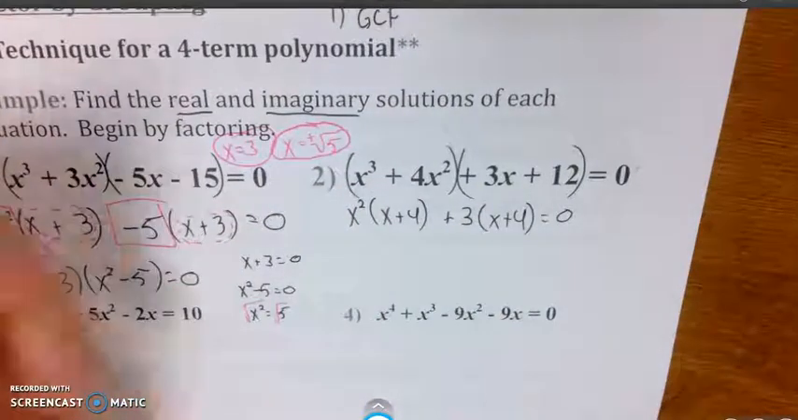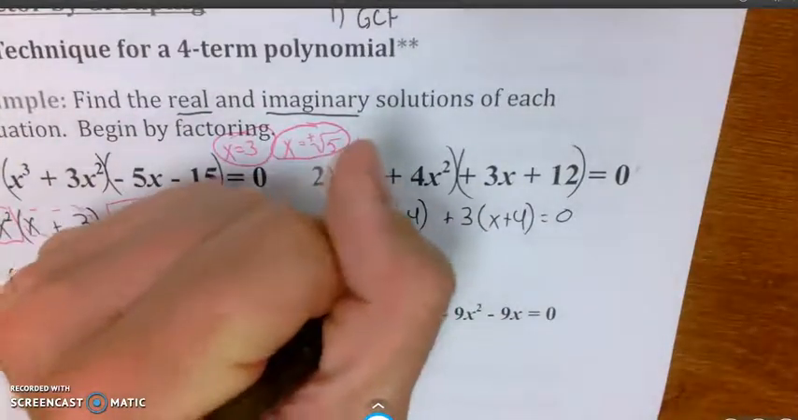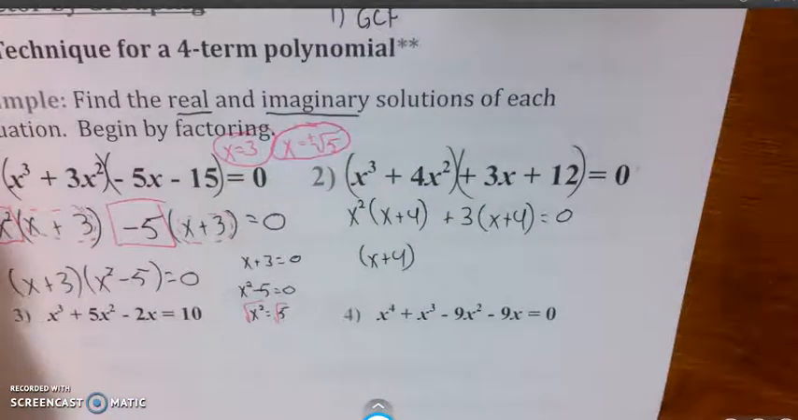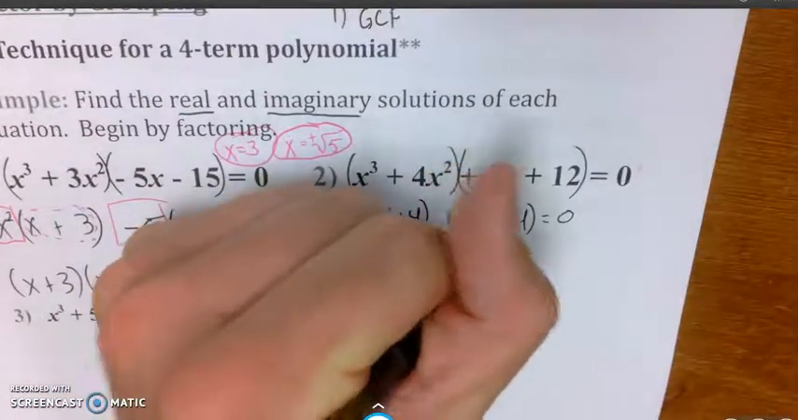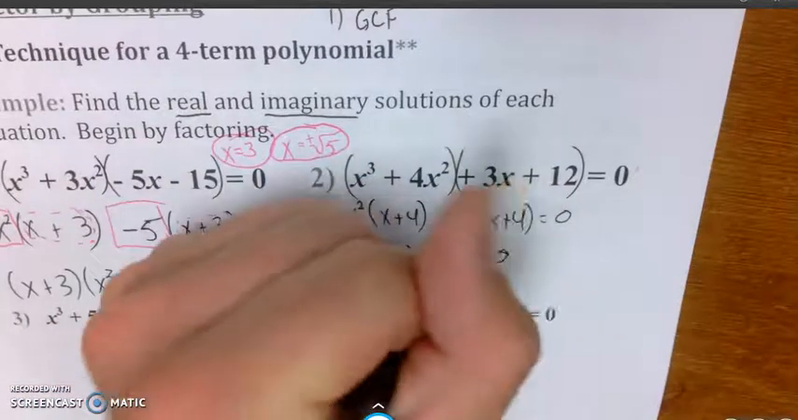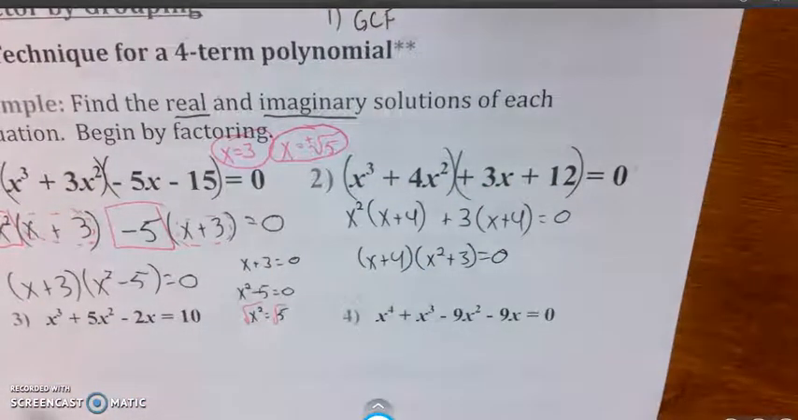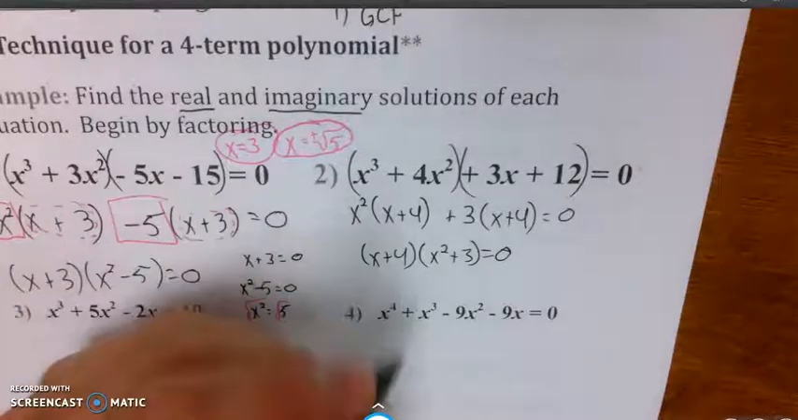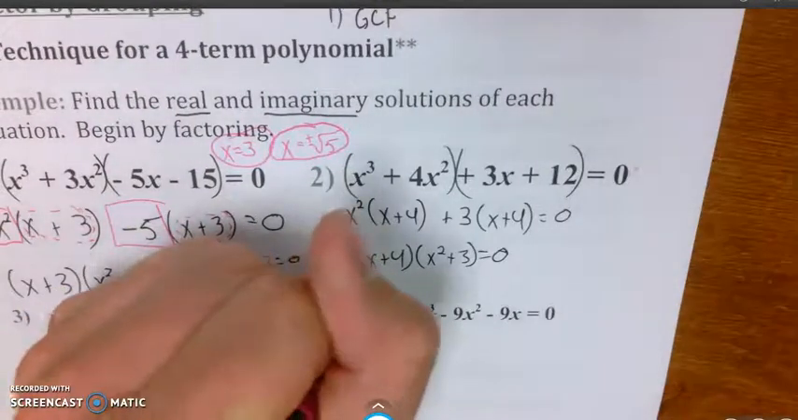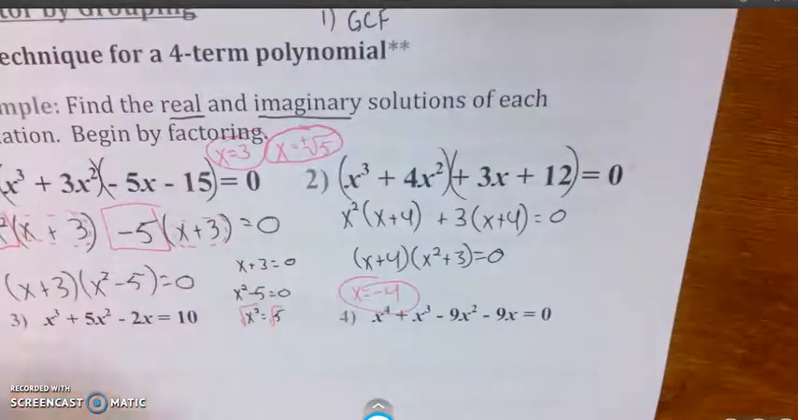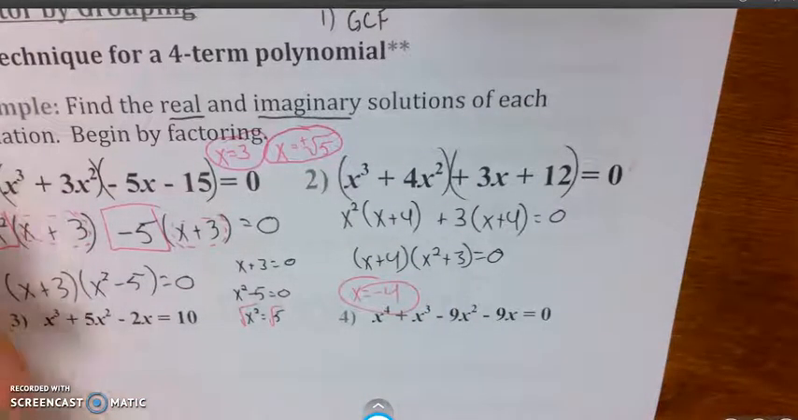Since these both have an x plus 4, I can take an x plus 4 and factor that out from each individual term. x plus 4 times x squared plus 3 equals 0. So now I've written it in completely factored form. And now I have two equations to solve. For this one, I'd get x equals negative 4 if I said x plus 4 equals 0.